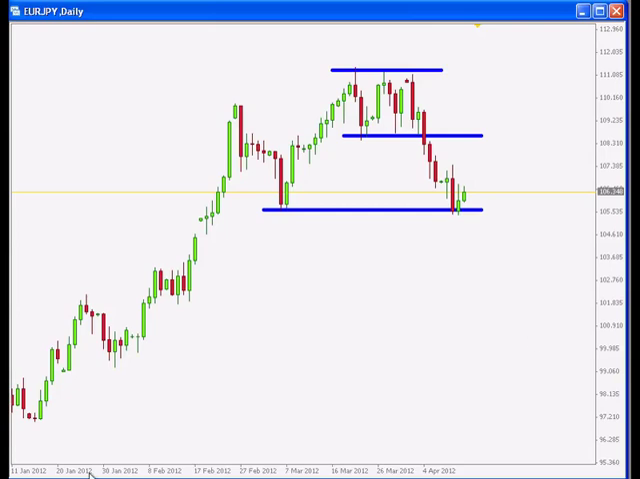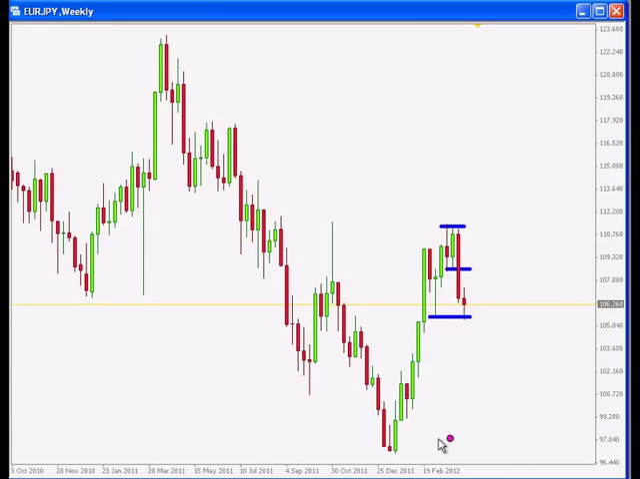Okay, that's what I see on the daily time frame. Obviously we have that absolute low, but that probably belongs to the weekly time frame. Let's in fact take a look. Yeah, that belongs to the weekly time frame. So I'm going to mark this level in red.